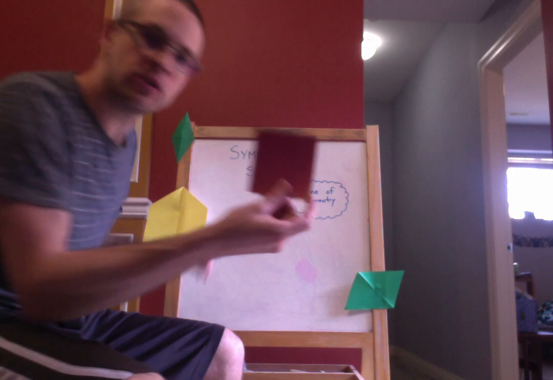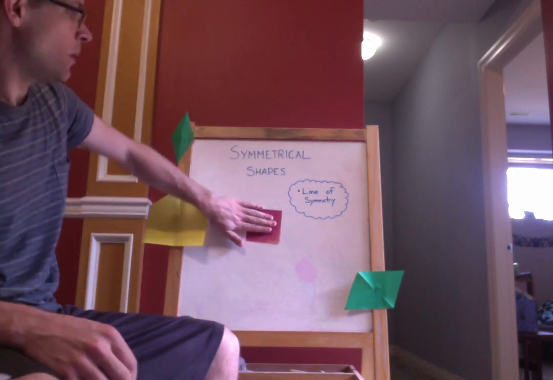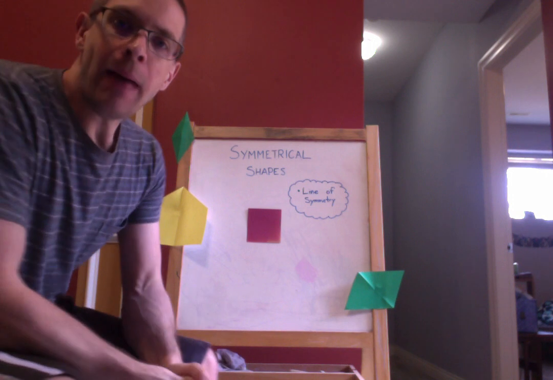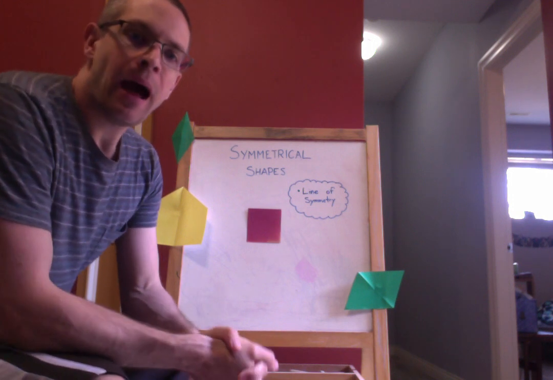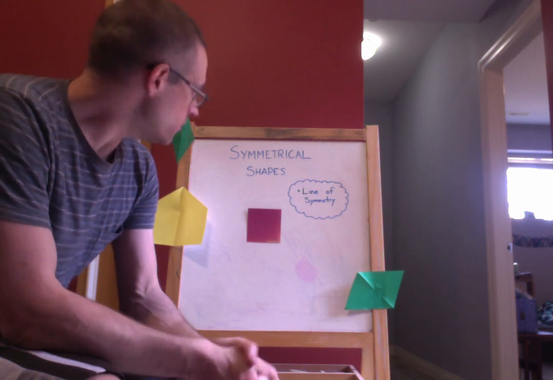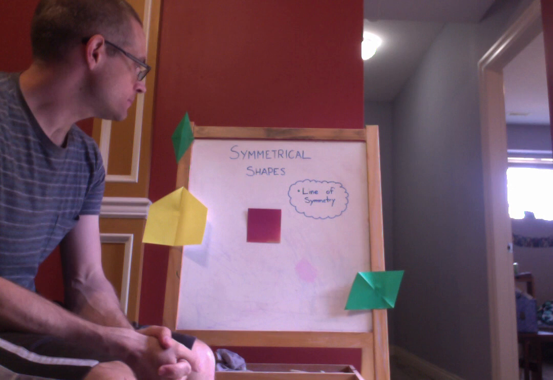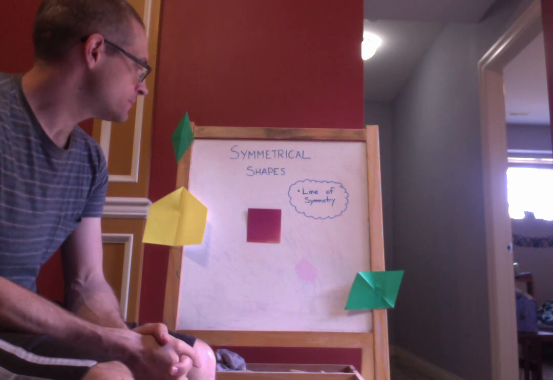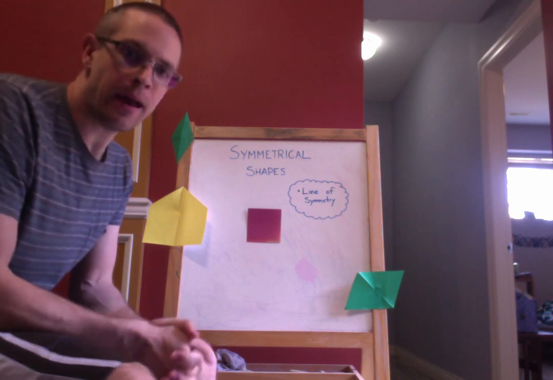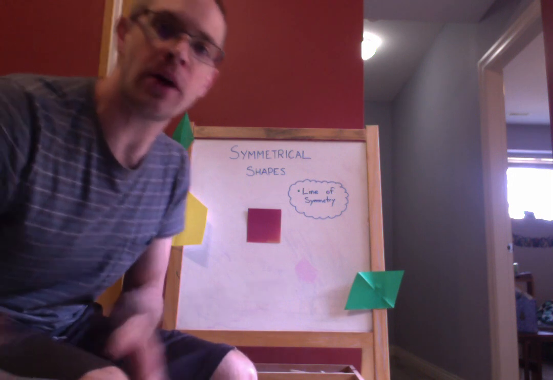This is a perfect square. Okay? Take a minute and think, how many lines of symmetry can you find in this shape? Okay, I hope you found more than 2. Let's check together. I'm going to draw them this time.